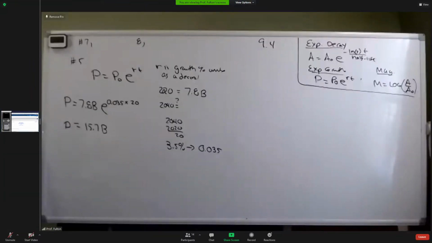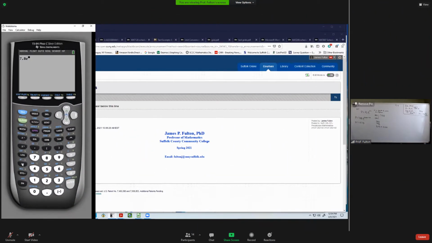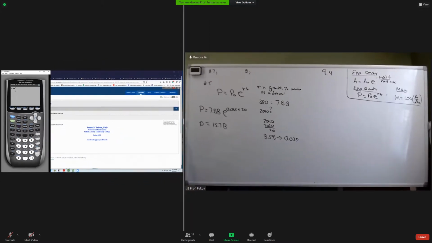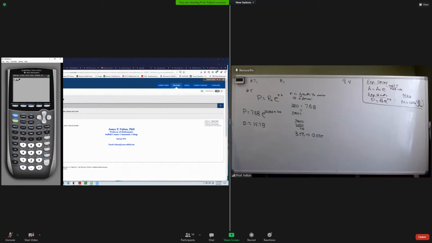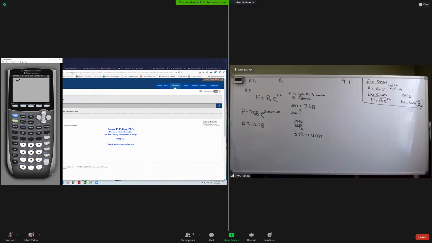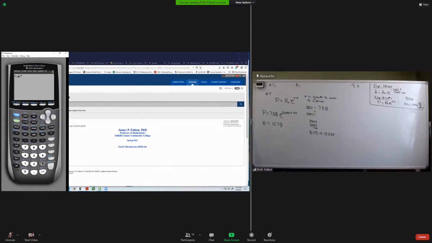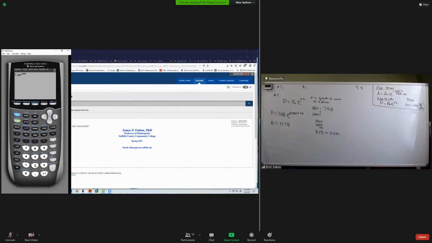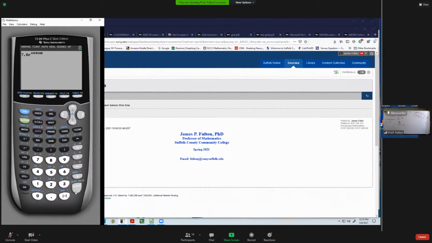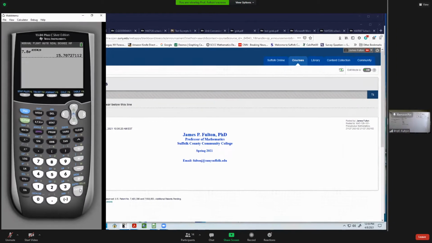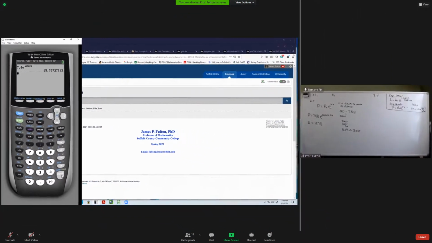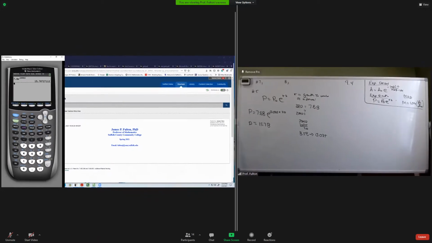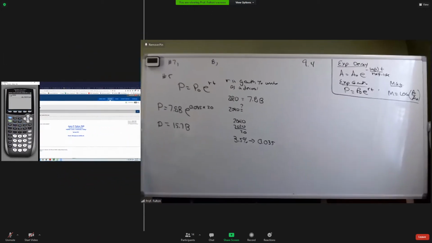So turn it on, clear off the last problem. So I take my 7.8. And I'm going to use my second function. Make sure, if yours doesn't do this, I'll show you what you should do. And I have my 0.035 times 20. I get 15.7. Now, some people may have calculators that are not as sophisticated as this one right here.